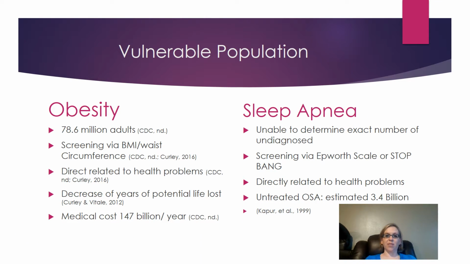Obesity and sleep apnea as a vulnerable population. It is estimated that there are 78.6 million adults who suffer from obesity. That is roughly 1/3 of our population. Current screening measures for obesity include a BMI and/or a waist circumference. In order to be diagnosed with obesity, one must have a BMI greater than or equal to 30. Whereas to be diagnosed as morbidly obese, one would need to have a BMI greater than or equal to 40.